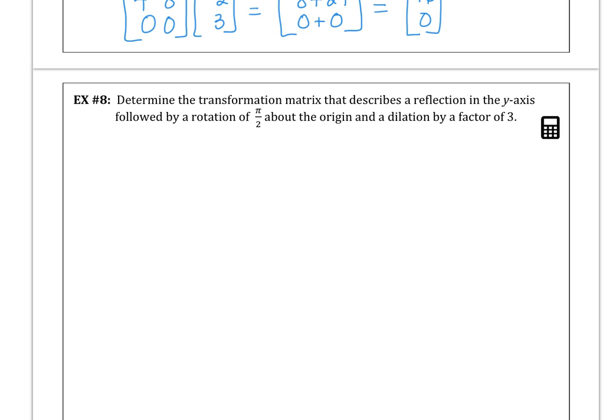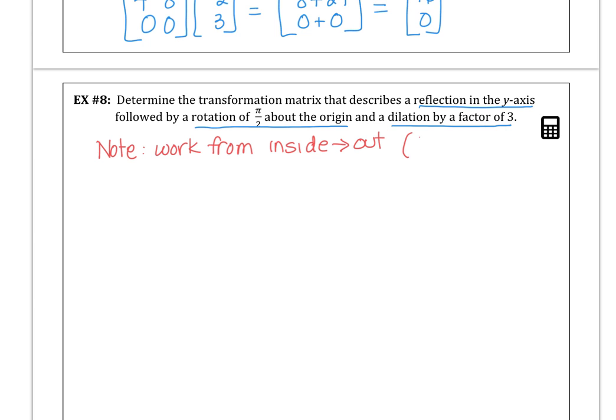We want to reflect in the y-axis. We want a rotation of pi over 2 around the origin, and we want a dilation by a factor of 3. So one of the things that we need to pay attention to is we want to work from the inside out to make this happen. And that tells me I need to do T3, T2, T1 on some x bar.